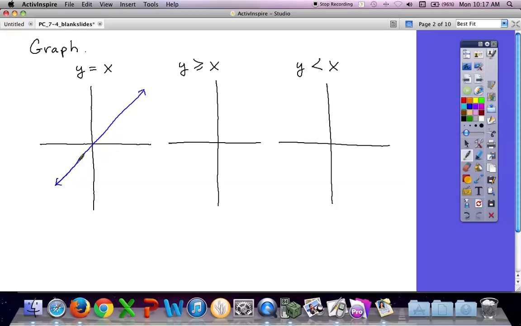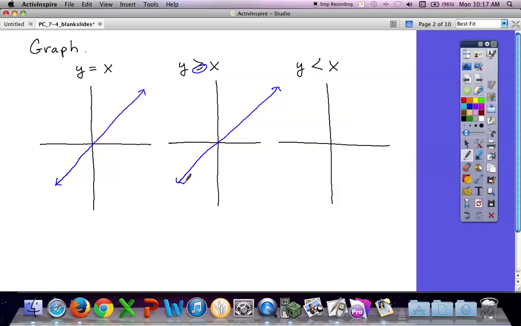The second one, when y is greater than or equal to x, that means that the y coordinate is not just equal to, that is part of it, but it's also any point where the y coordinate is greater than the x coordinate. Well, for the equal part, I'm going to draw in the line because I know that's part of the solution. The question is, where do I look for the points where the y coordinate is greater than the x coordinate?